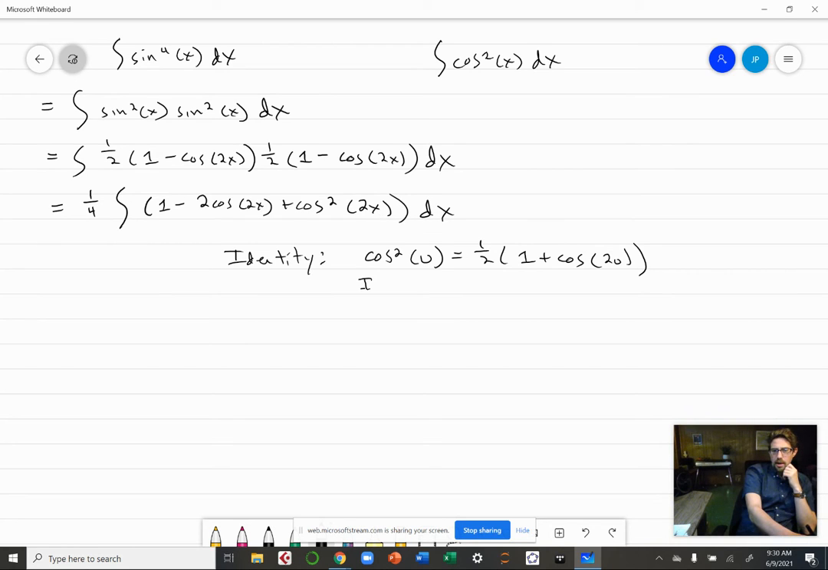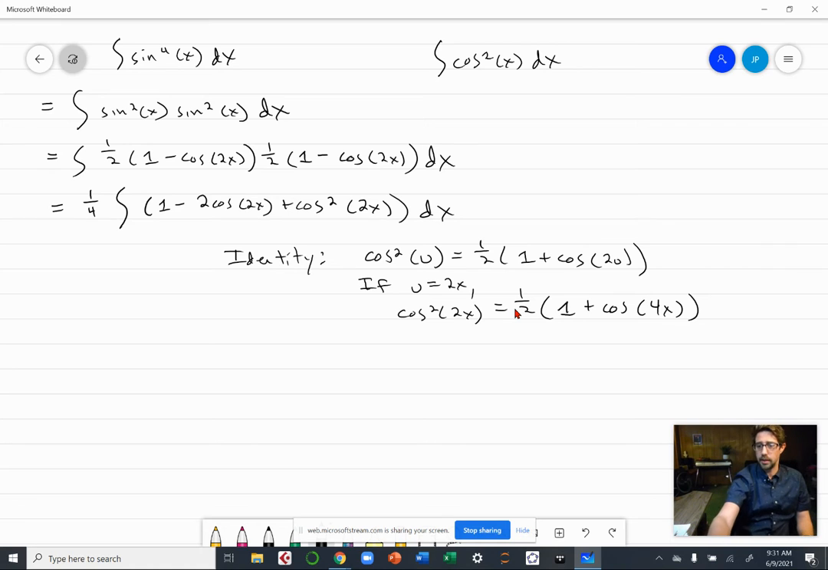So if u is 2x, then by substitution, and not even calc style substitution, literally just sticking in 2x for u, you get cosine squared of 2x is 1/2 (1 plus cosine of 2 times 2x), which is 4x. Okay, so that's just using the identity. That's not calculus or anything. That's just using the identity, except instead of the angle, you got double the angle. So it's almost like a double angle identity. Okay, so that's going to go in there.